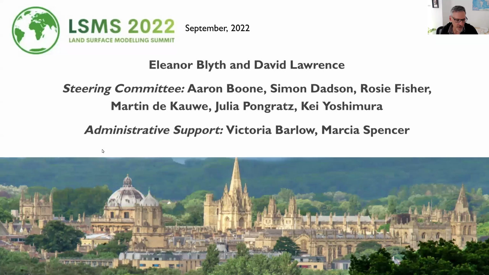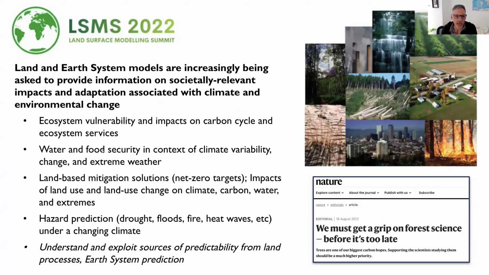I want to couch this in the context of a meeting we had a couple of years ago that Eleanor Blyth and I hosted, called the Land Surface Modeling Summit, which was, I think, the first time that the group of international land modelers around the world got together to talk about the challenges being faced within the land modeling sphere and try to identify pathways forward, including machine learning. The premise for that meeting was that land and Earth system models are increasingly being asked to provide information on societally relevant impacts and adaptation associated with climate and environmental change.